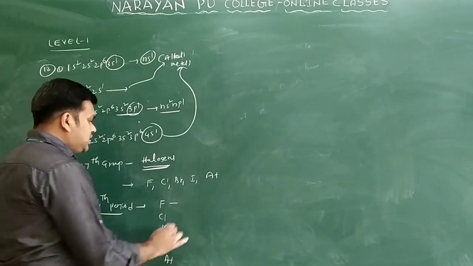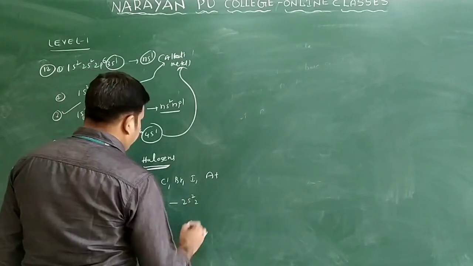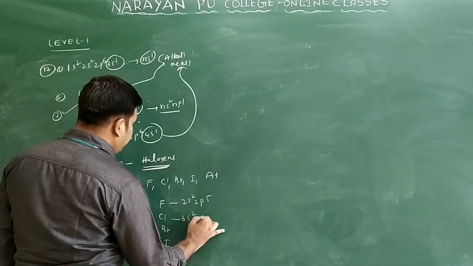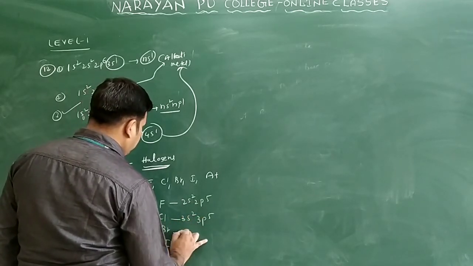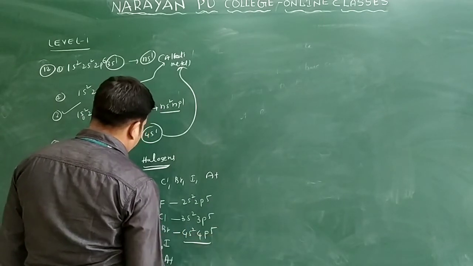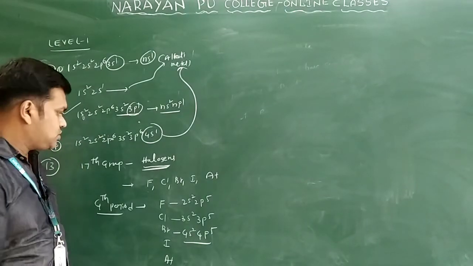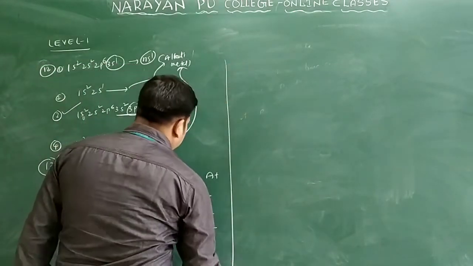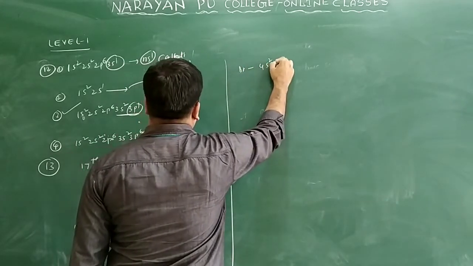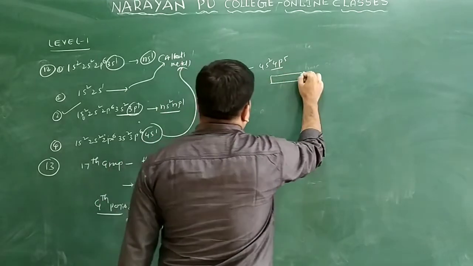Fluorine generally has 2s2 2p5, you will write. This one is 3s2 3p5. Here we have 4s2 4p5. So the 4th period element may be bromine. They are asking, suppose you take bromine, what configuration do I write? 4s2 4p5 only. So there is a p orbital.